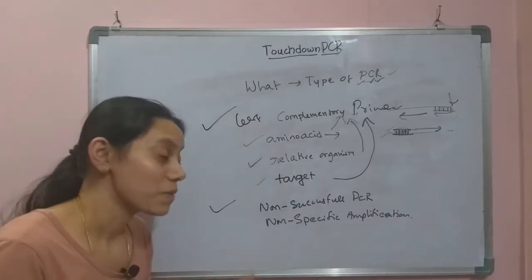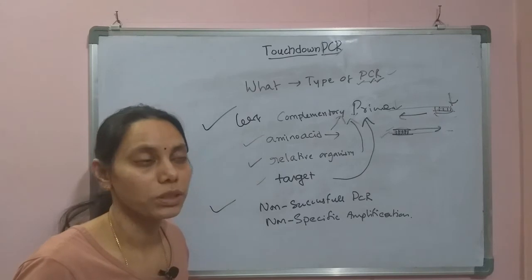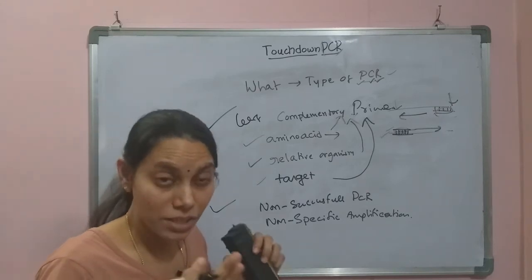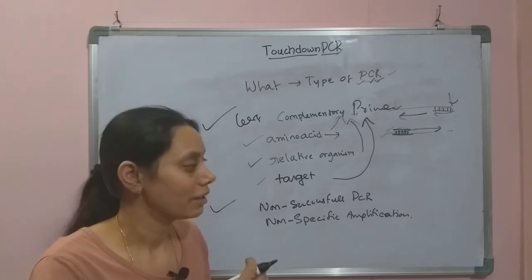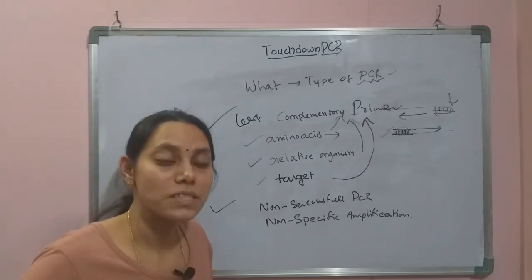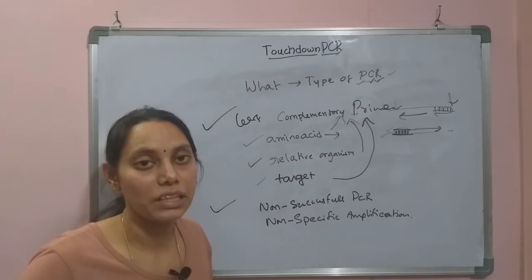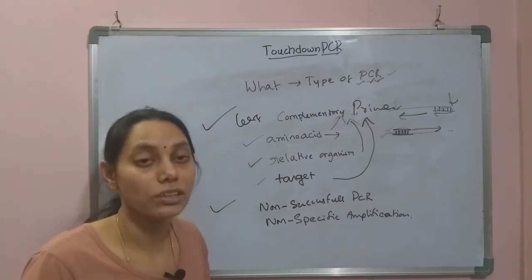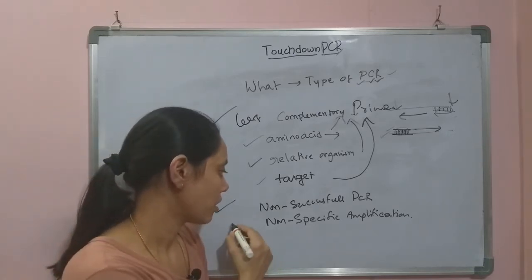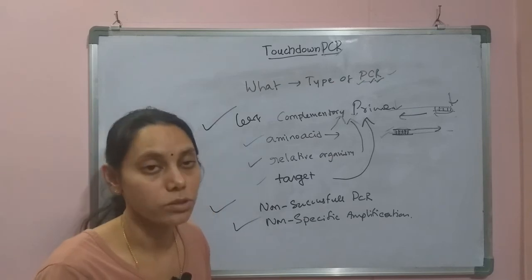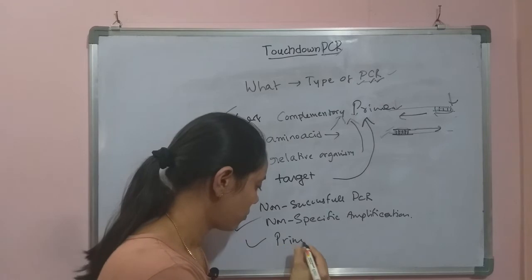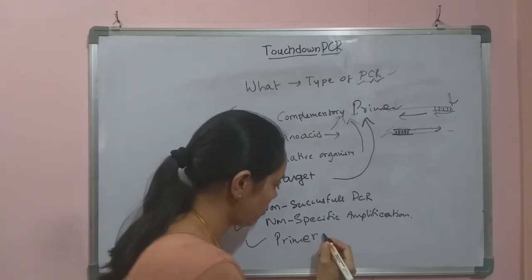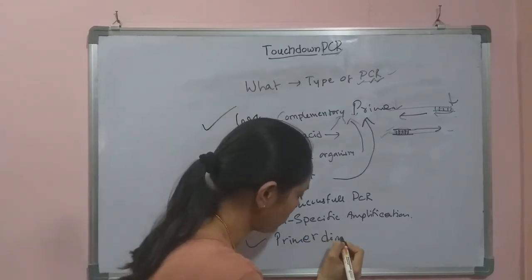So non-specific amplification is also possible. Instead of amplifying the target portion of the DNA, the primers may bind a non-specific region of the DNA, and there the amplification is initiated. That kind of non-specific amplification is also possible. Or primer dimers may be produced.